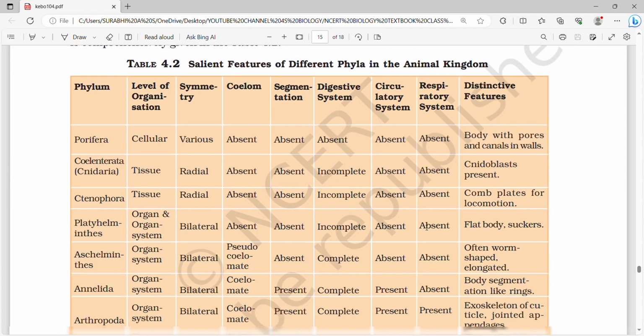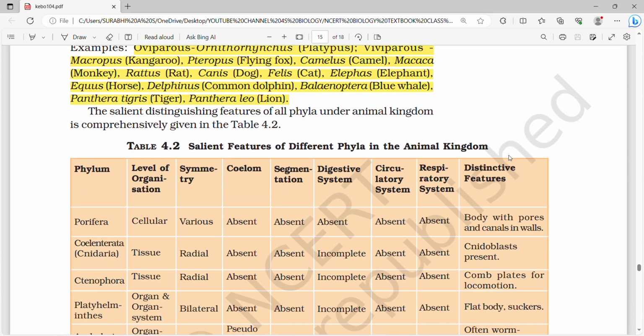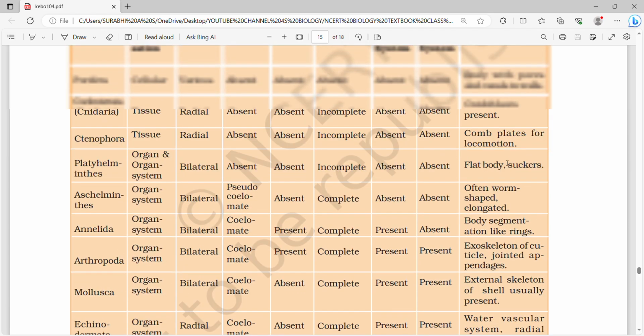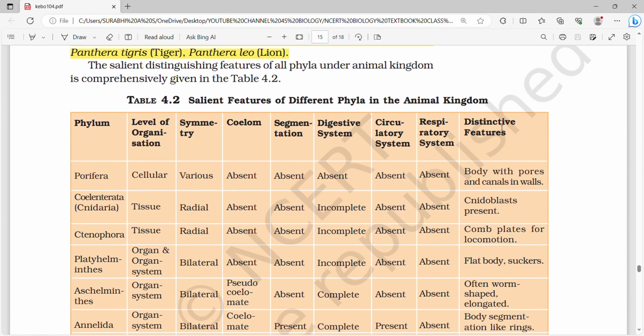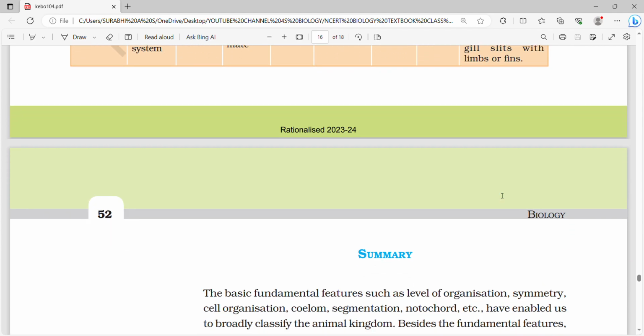And also, please go through this table. In this table, they have given the complete chapter summary in a summary form. You can also please concentrate on the distinctive features of the different animal kingdom groups. So this is all about Animal Kingdom.